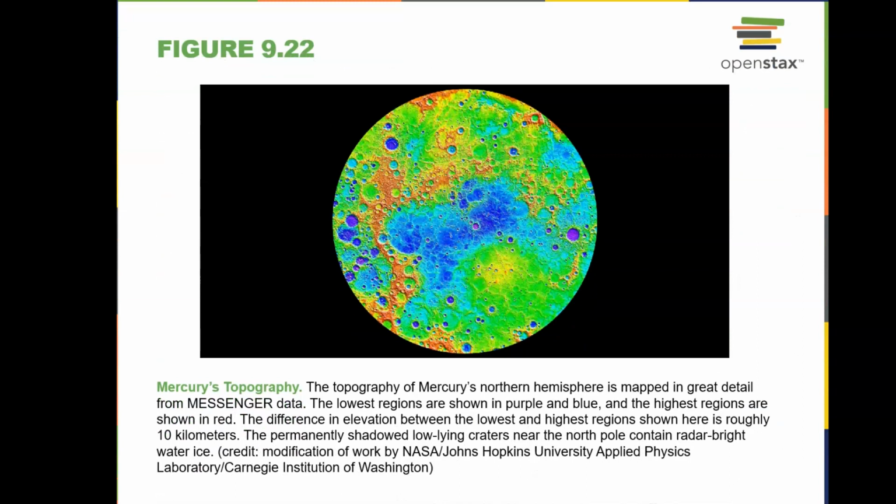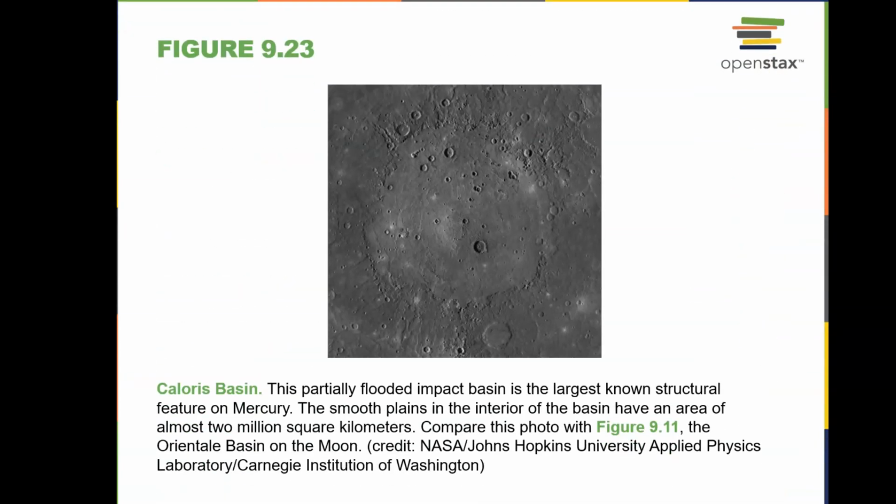Here we can see Mercury's topography. The lowest regions are shown in purple and blue, and the highest regions are shown in red. The difference in elevation between the lowest and highest regions shown here is roughly 10 kilometers. As you can see, Mercury's surface very closely resembles the surface of our Moon. Here we can see the Caloris Basin. This partially flooded impact basin is the largest known structural feature on Mercury. The smooth plains in the interior of the basin have an area of almost 2 million square kilometers.